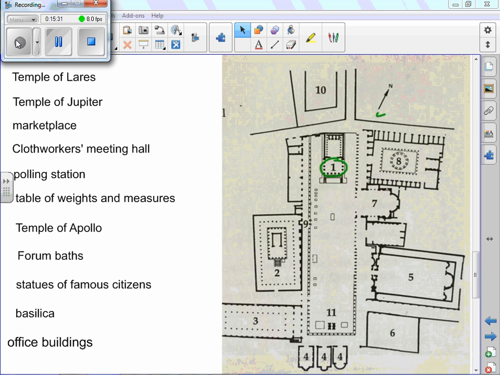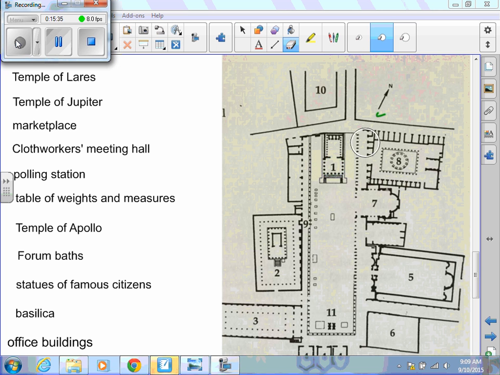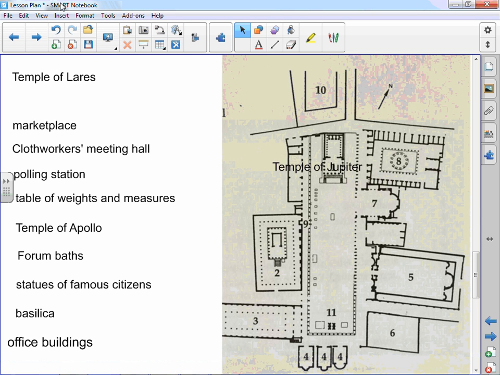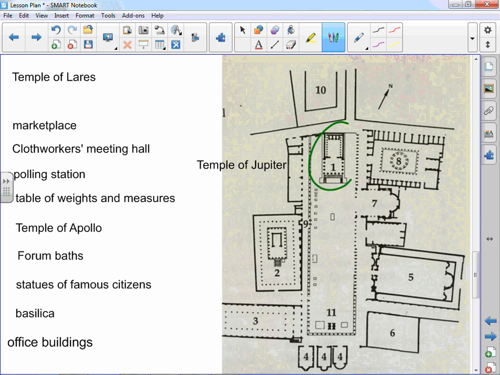All right. Let's start with the Temple of Jupiter. Temple of Jupiter would be number one right here. That's the central part. If you're looking into the forum this way, that's what you would see first as you came into the forum. It would be massive.